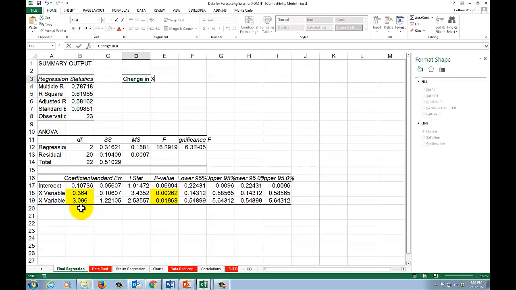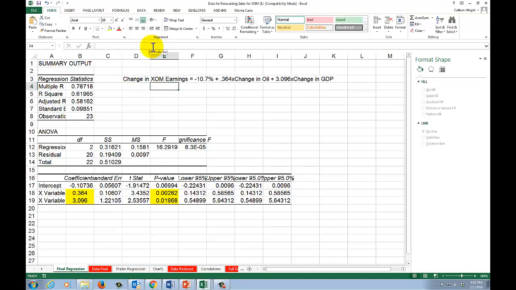The change in ExxonMobil's earnings equals my intercept, which is minus 10.7%, plus my slope coefficient on oil, which is 0.364, times my change in oil, plus my slope coefficient on GDP, which is 3.096, times my change in GDP. So that's the equation that we've come up with based on the regression analysis, that our change in ExxonMobil earnings is going to be minus 10.7% plus 0.364 times our change in oil plus 3.096 times our change in GDP.